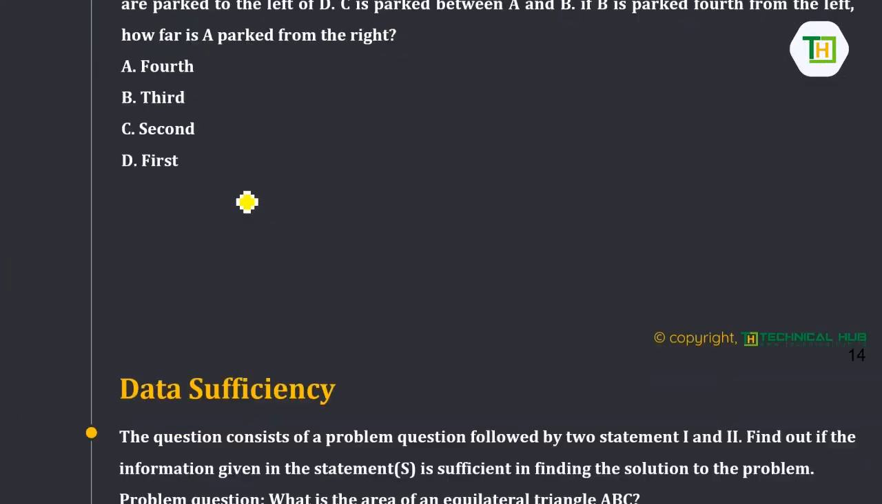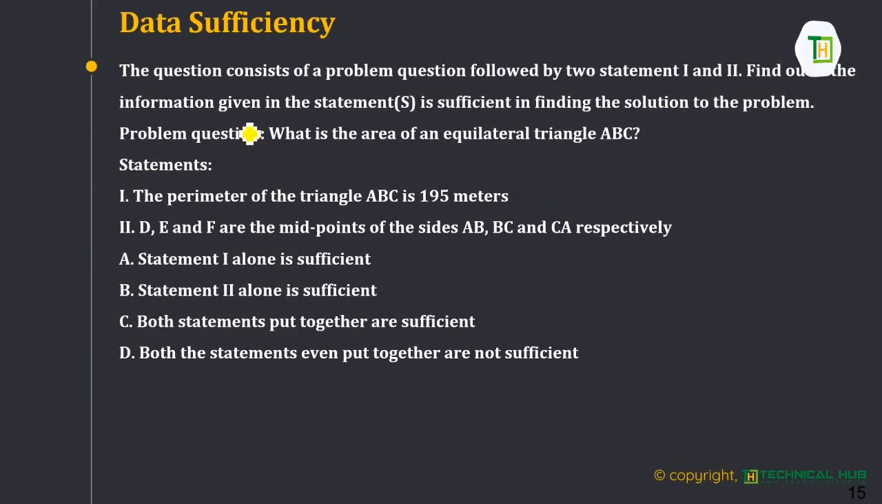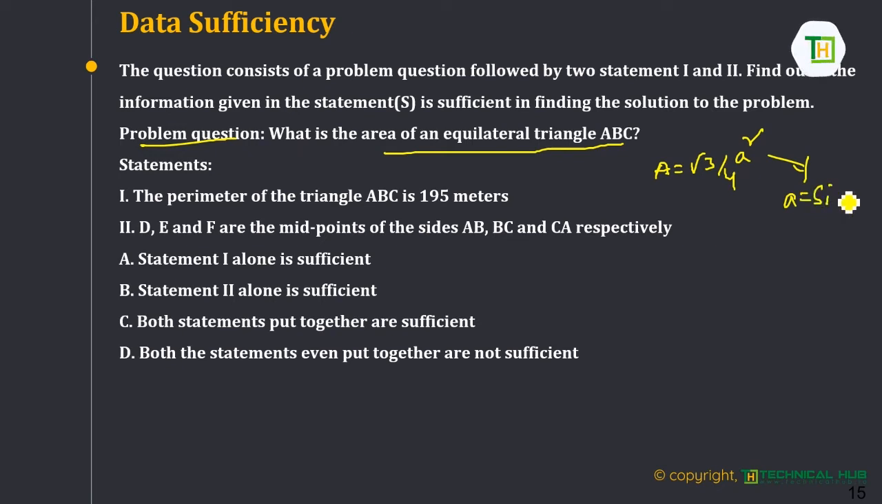Okay. Next one, data sufficiency. What is the problem question? What is the area of the equilateral triangle? So the area is root 3 by 4 a square. A means the side, so you want to find the side. Once you find the side, you can find the area of the equilateral triangle. So this is the problem question: what is the area of the equilateral triangle?